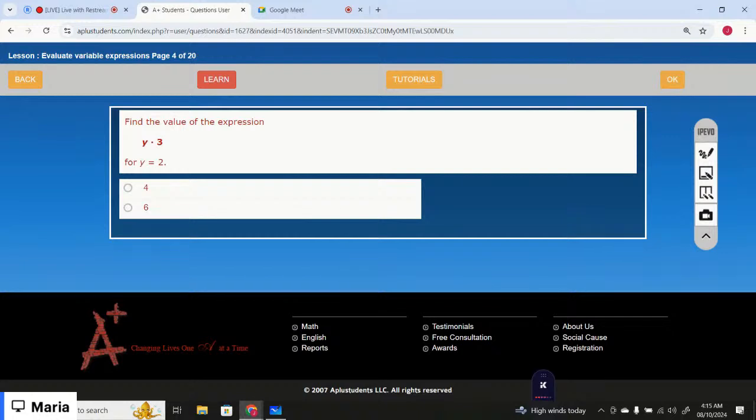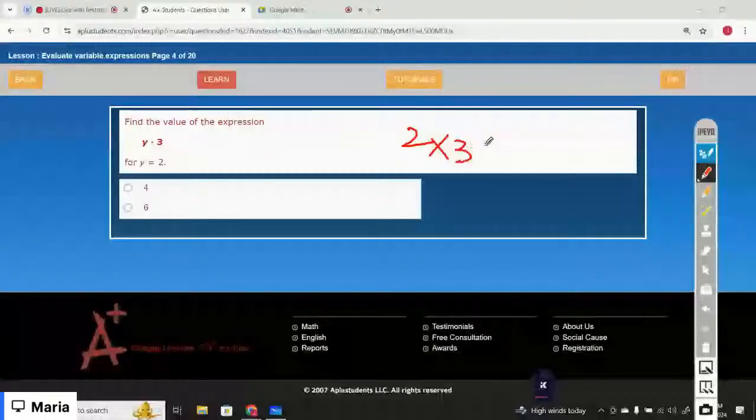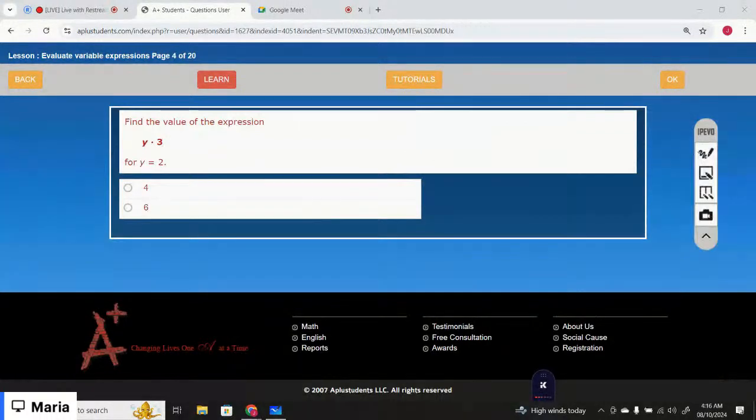Find the value of the expression y times 3. So you have to evaluate for y equals 2. Replace the variable y with the value. The value of the variable y is 2. So you have to do 2 times 3. So 2 times 3 equals, very good, 6 it is. Option number 2 is the correct option.